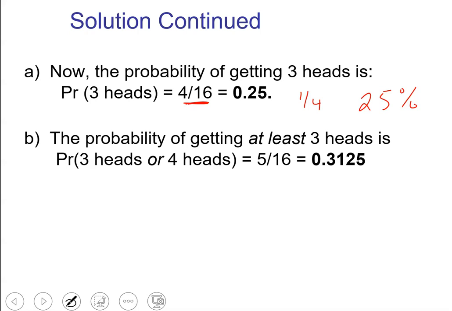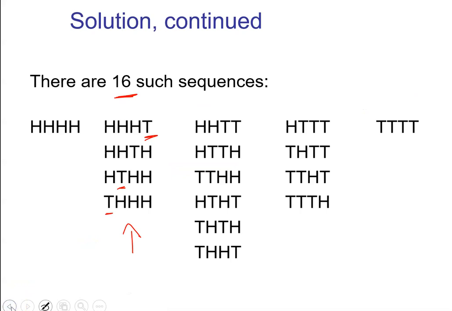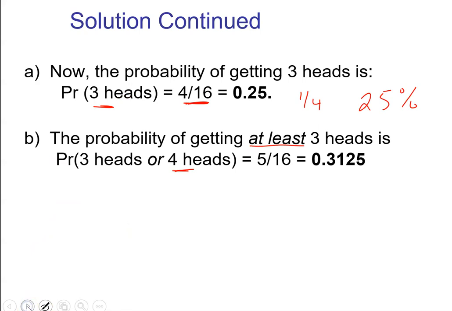So now B does change things just a little bit because now it says at least 3. So not only do I include where there's 3, but I also include where there's 4. If I go back to my chart here, that adds one more where there are 4 heads. So now I have a total of 5 out of 16, so 0.3125 as my probability.